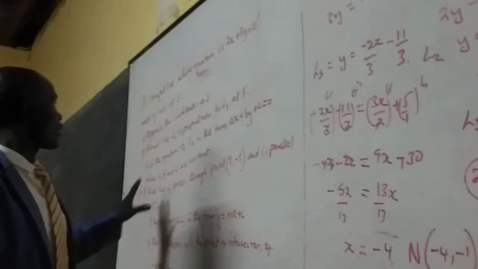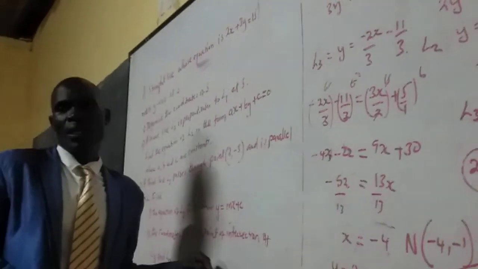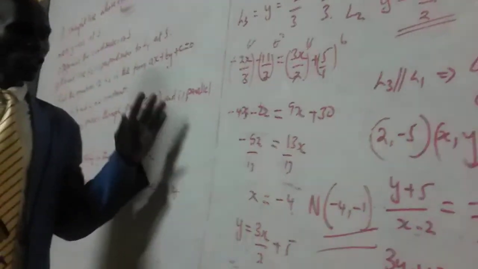So this one summarizes already what we have learned in gradient and equation of a straight line. Thank you.